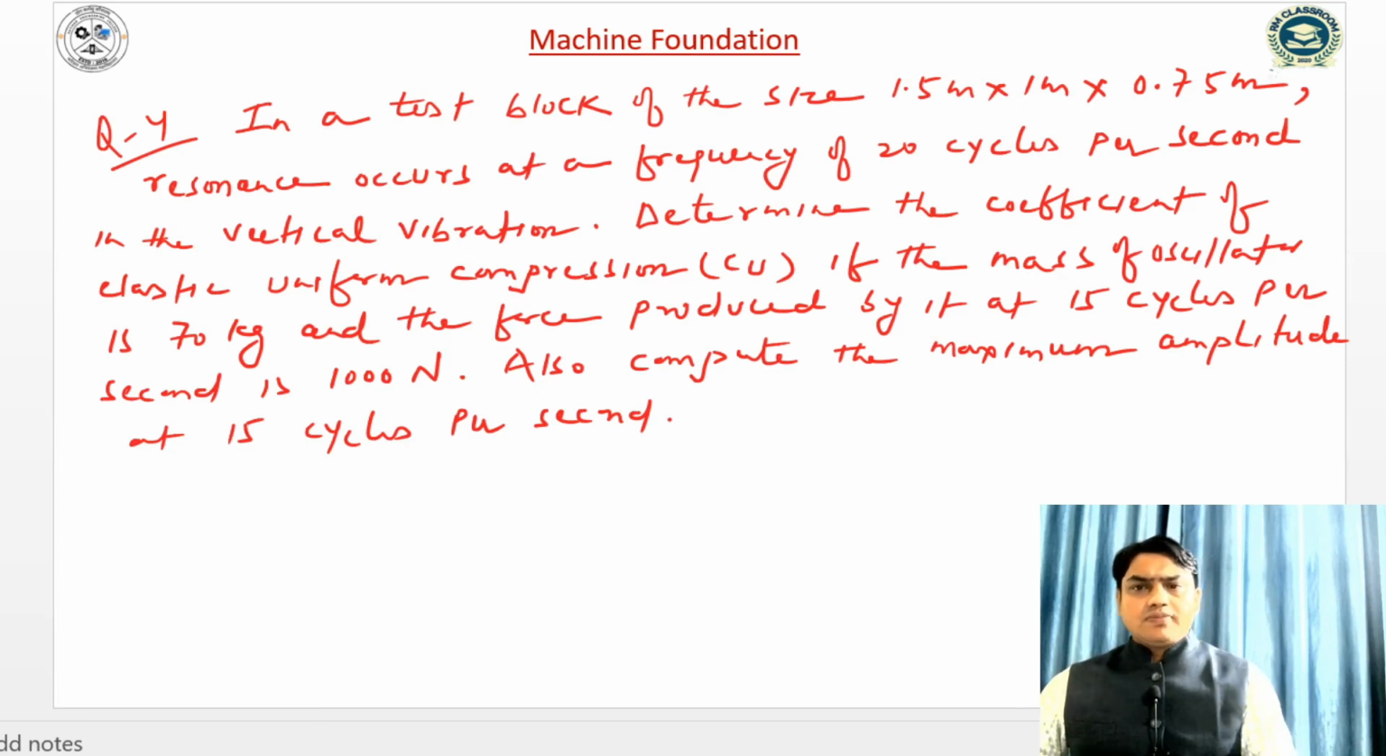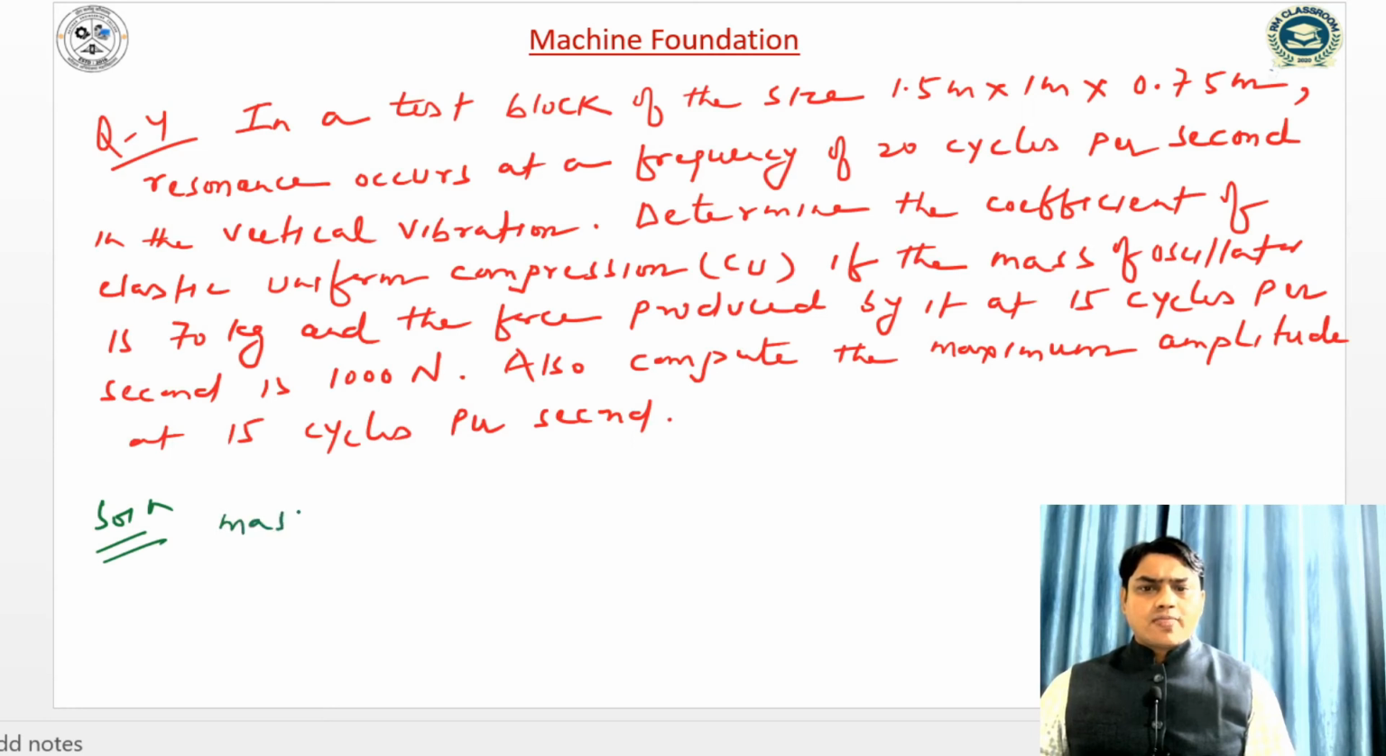Let us take another problem. In a test block of size 1.5 by 1 by 0.75 meter, resonance occurs at a frequency of 20 cycles per second in the vertical vibration. Determine the coefficient of elastic uniform compression if the mass of the oscillator is 70 kg and the force produced by it at 15 cycles per second is 1000 Newton. Also compute the maximum amplitude at 15 cycles per second. So firstly we have to find the coefficient of elastic uniform compression.